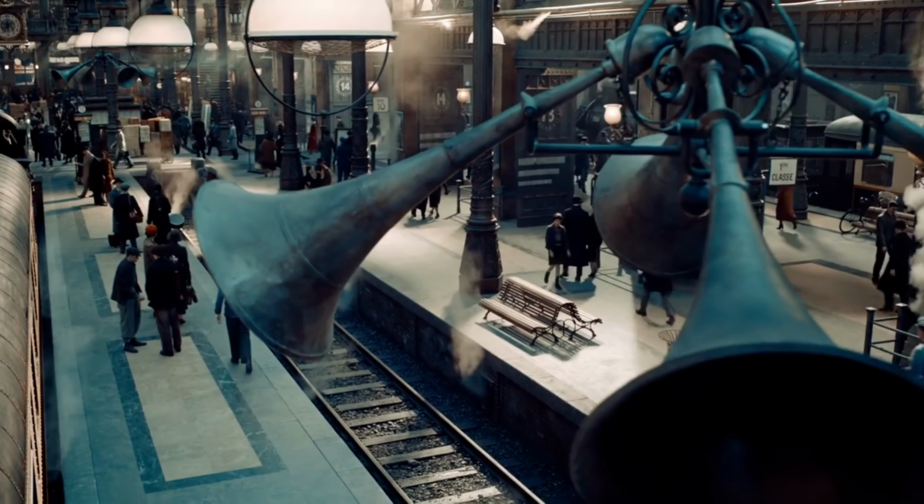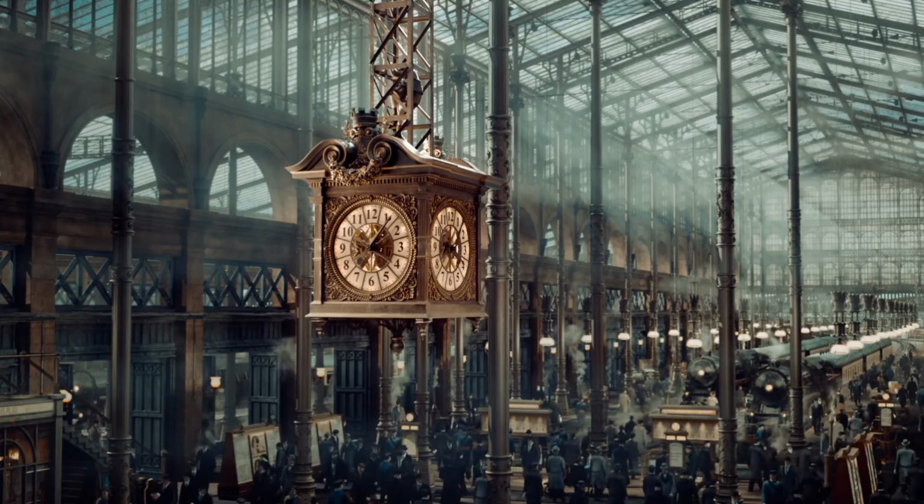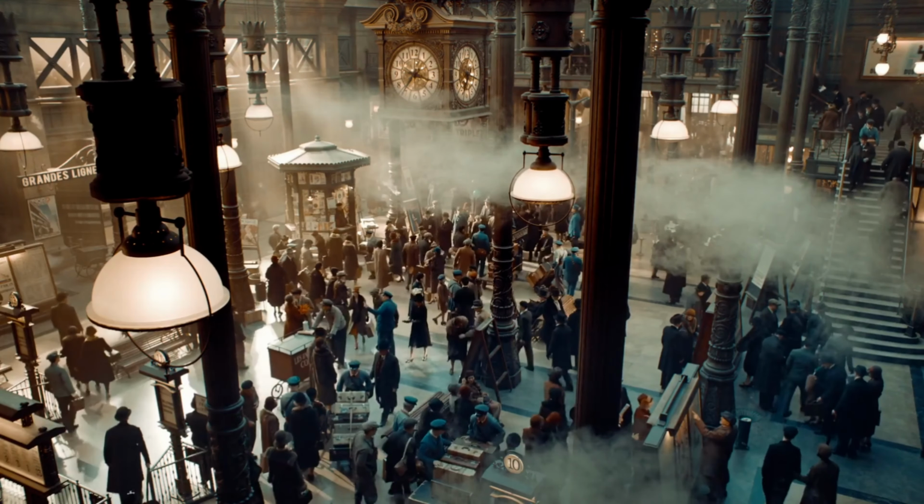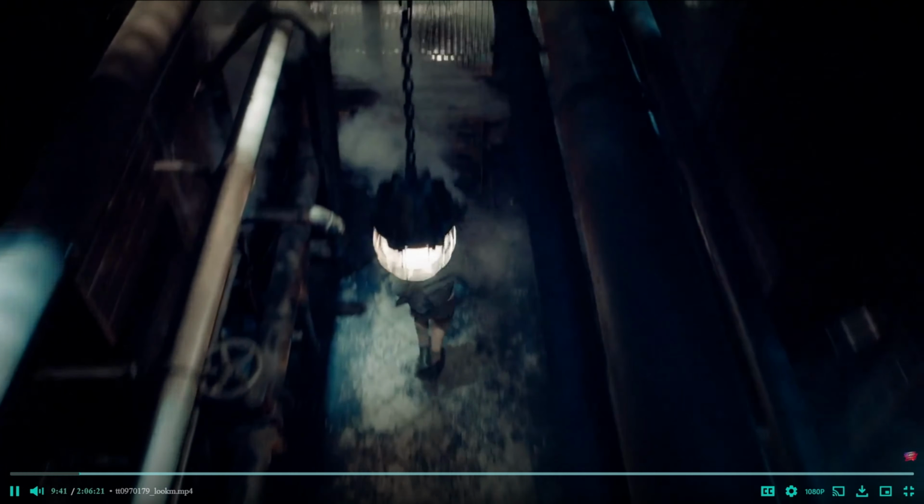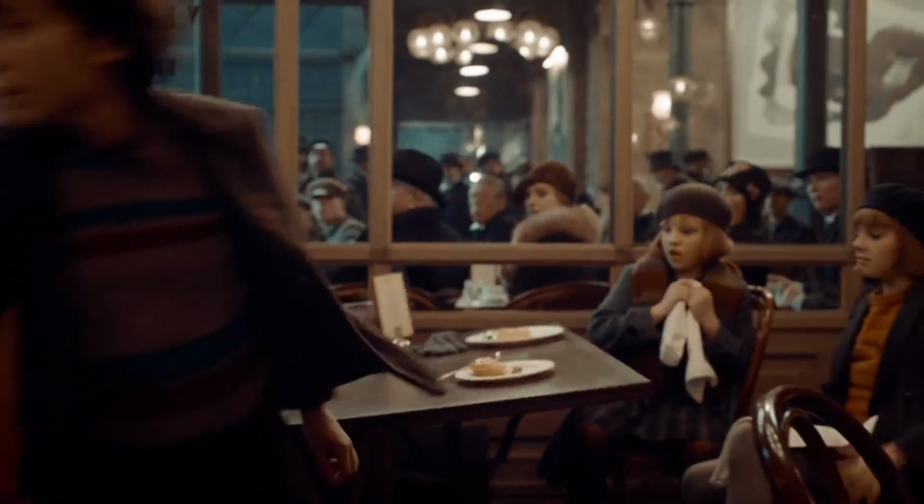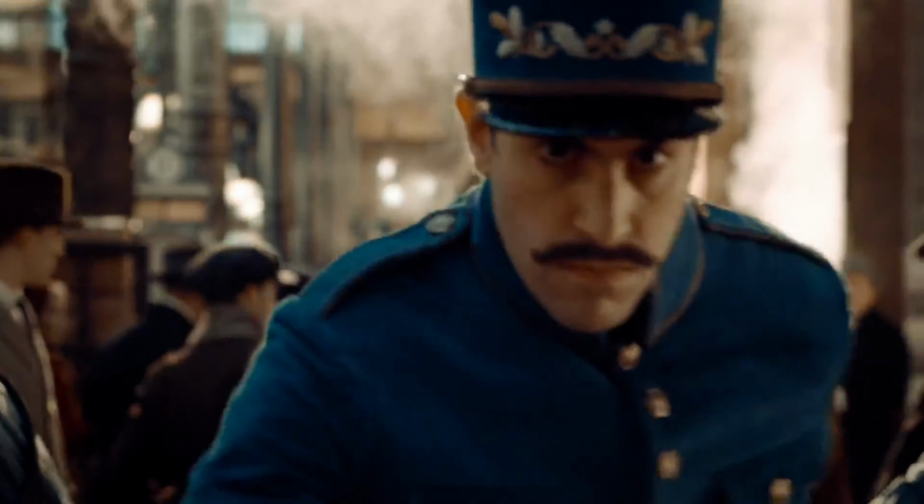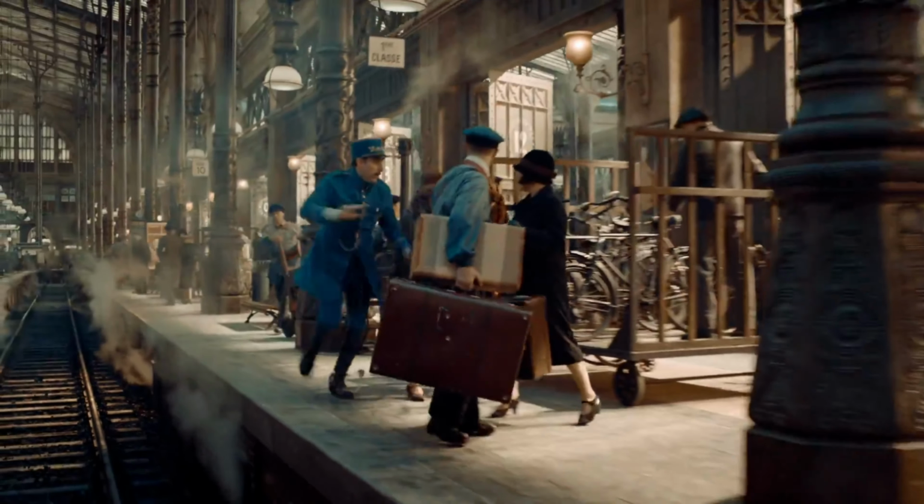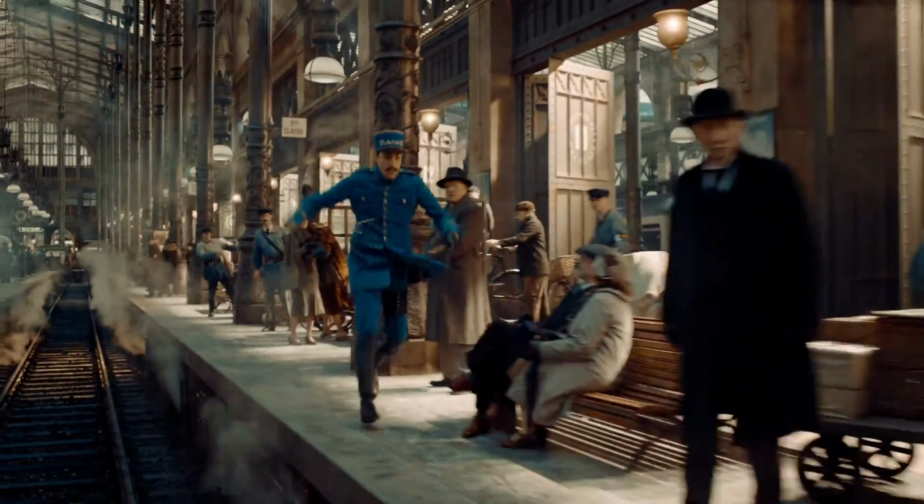The most prominently used visual component in Hugo is the constant presence of circular shapes, particularly in the numerous clocks and gears that populate the train station and Hugo's hidden world. Throughout the train station, rectangular shapes can be seen in the structure of the station itself, such as the doors, walls, and windows, representing the organized, rigid world Hugo occupies.